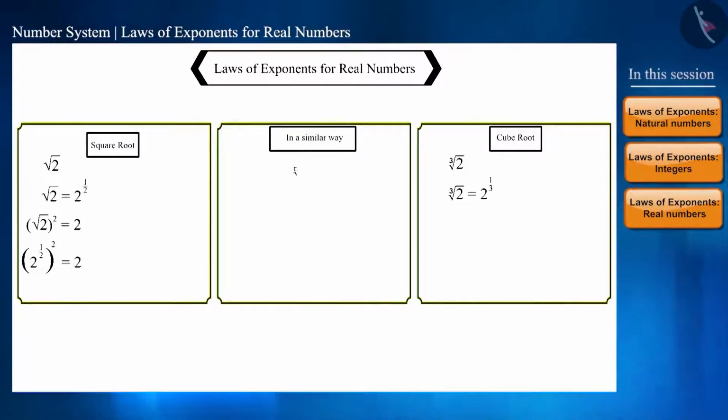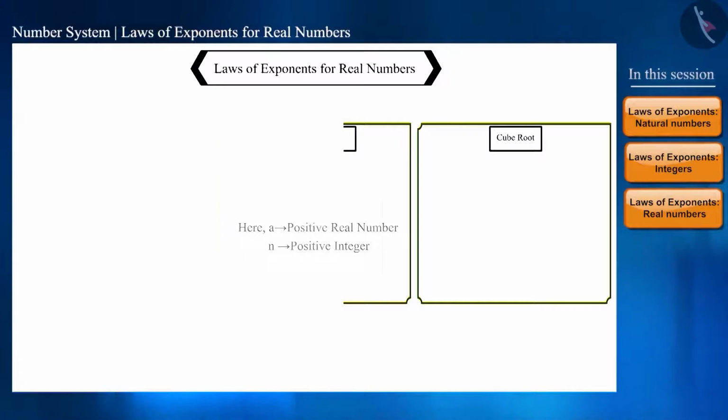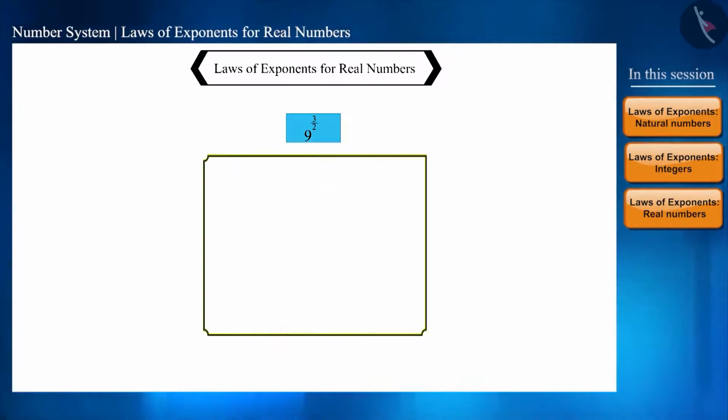Similarly, we can generalize that if the nth root of a is given, then it is a raised to the power 1 by n. Here a is a positive real number. Now look at this number, 9 raised to the power 3 by 2. We can write it in 2 ways.